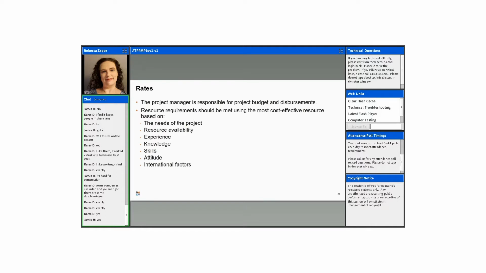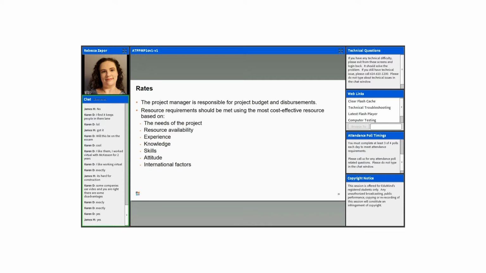So just a note here about rates. Typically, it's the project manager that's responsible for the project budget and any disbursements of that. So say you have POs or something, purchase orders that you need to manage for the project. Usually it's the PM or some type of financial person that's going to be handling that budget and the disbursements.